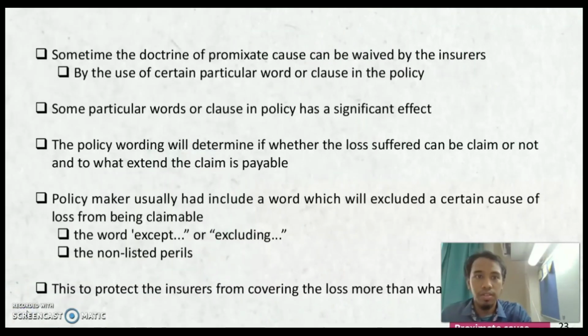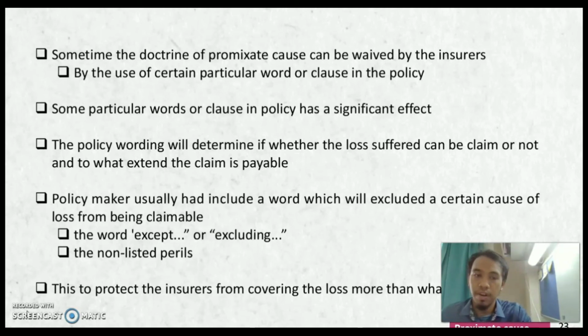Sometimes, the doctrine of proximate cause can be waived by the insurer by the use of certain particular words or clauses in the policy. That is because certain particular words in the policy have a significant effect, which will determine whether the loss suffered can be claimed or not and to what extent the claim is payable.